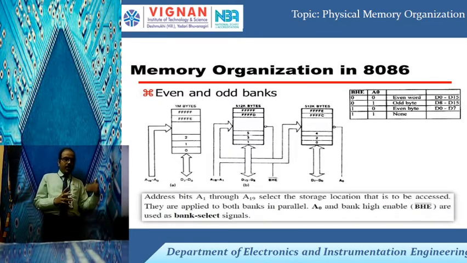If BHE bar is 1 and A0 is 0: as we know, A0 being 0 selects the even address bank, and BHE bar being 1 disables the odd address bank, so we are going to access a byte with an even address. Similarly, if both are 1, no data is accessed.